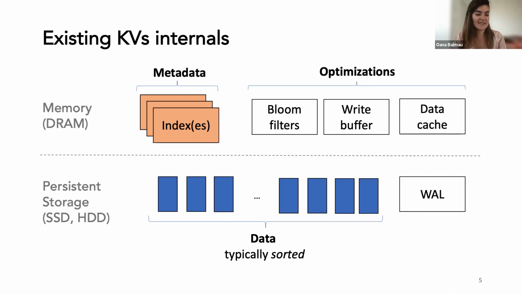There are, of course, other optimizations that you are probably very familiar with in this group. So we have write buffers to be able to do writes quickly, for example, in LSMs. So we have read caches. We could have a write-ahead log or Bloom filters, and all of these things are great and very interesting. But for today, we're going to leave them out and just focus on indexes and the data that resides in persistent storage.